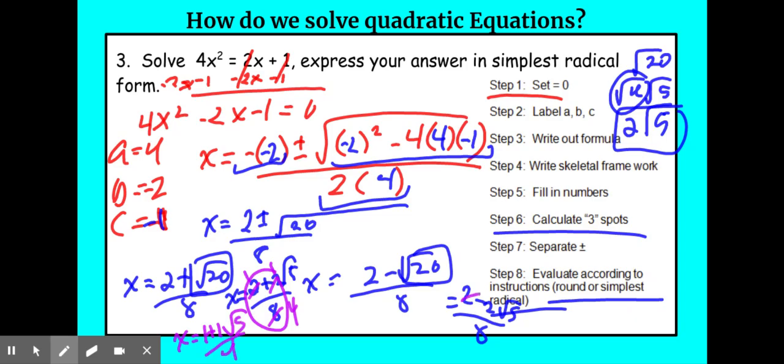And then we're going to do the same thing here. They all get simplified to 1, 1, and 4. So you're ending with x equals 1 minus 1 radical 5 over 4. So those would be your 2 answers for answer number 3.